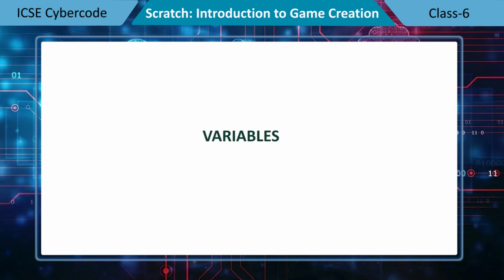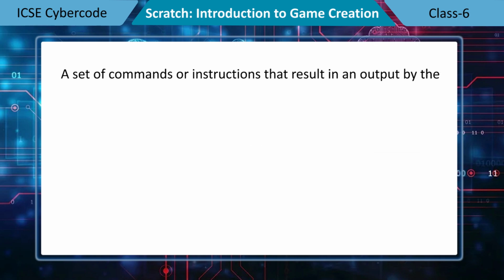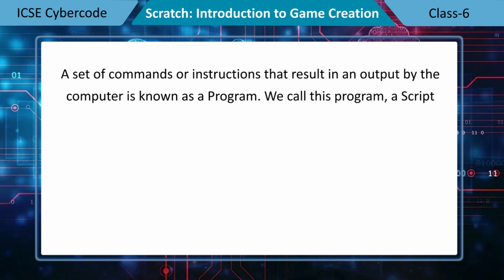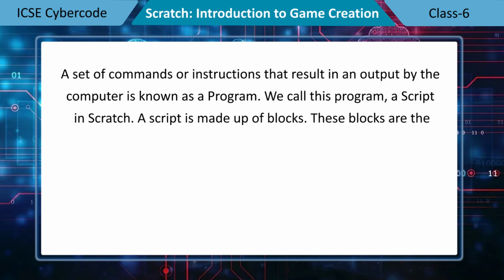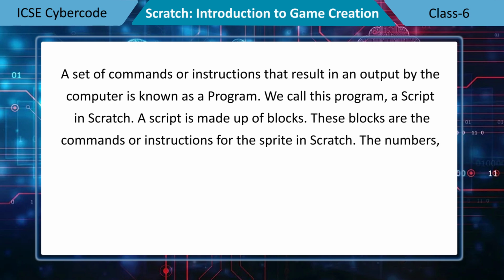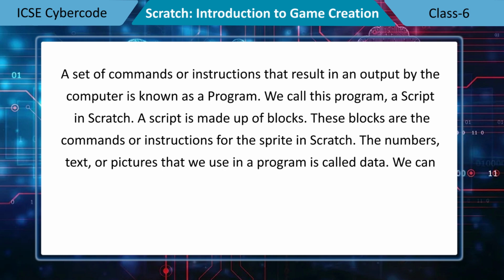Variables. A set of commands or instructions that result in an output by the computer is known as a program. We call this program a script in Scratch. A script is made up of blocks. These blocks are the commands or instructions for the sprite in Scratch. The numbers, text, or pictures that we use in a program is called data.